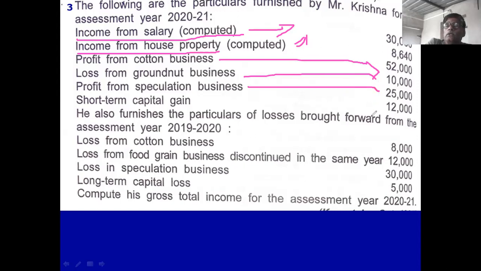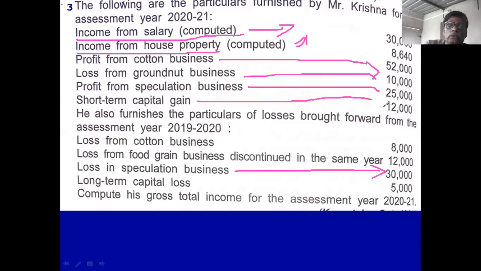Speculative profit is 25,000. Then you see the speculative loss. Here is a speculative loss of 30,000 carried forward from the previous year. So current year 25,000 was profit. Last year 30,000 speculative loss. You adjust this, then there is a balance of 5,000 speculative loss. You carry forward that to the next assessment year.